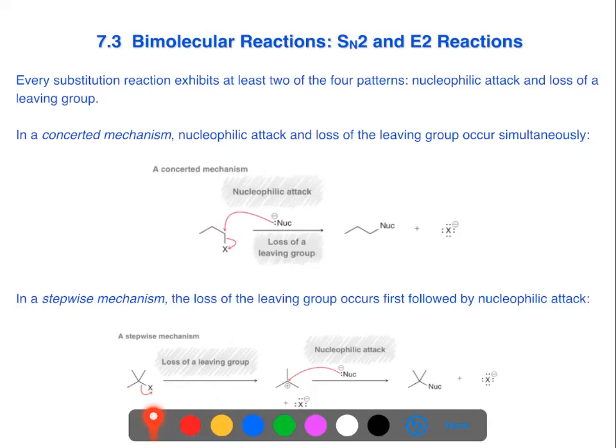So we refer to this as stepwise because there is more than a single step. There are two steps involved in this particular mechanism. Whereas in the concerted mechanism, these two arrow pushing patterns occur within a single step, a single transition.